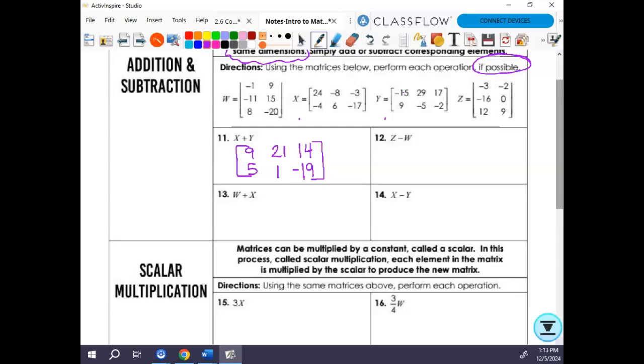All right, so let's look at 13. I know I skipped 12. We'll go back. 13, W plus X. Do they have the same dimensions? No, so then I can't add them. Do you understand why? Because things don't match up. So this one is just not possible. All right. You do 12 and 14. And then I'm going to look for some helpers.